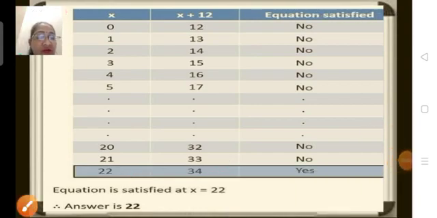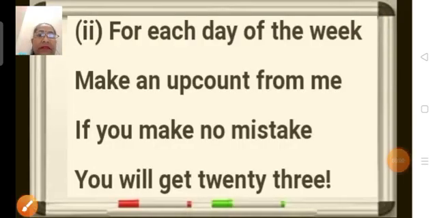That means if we go around the corners of a square 3 times, and in that if we add the number 22, we'll get the sum as 34. The second one is: for each day of a week, make an up count from me. If you make no mistake, you will get 23.